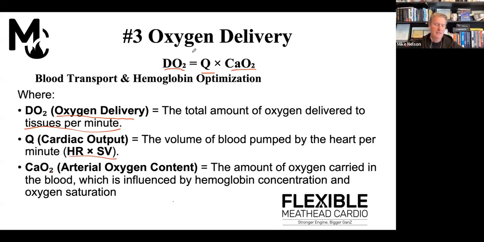So if we want better oxygen delivery, we can increase our cardiac output, right? So cardiac output is increasing heart rate, also increasing stroke volume. Or we can also increase the amount of oxygen carried in the blood. So can we jam more oxygen in there somehow? And this is primarily influenced by hemoglobin concentration, which is mostly made up of red blood cell mass, red blood cells, and oxygen saturation. How much oxygen can we stick on these guys to load them up as they go by?